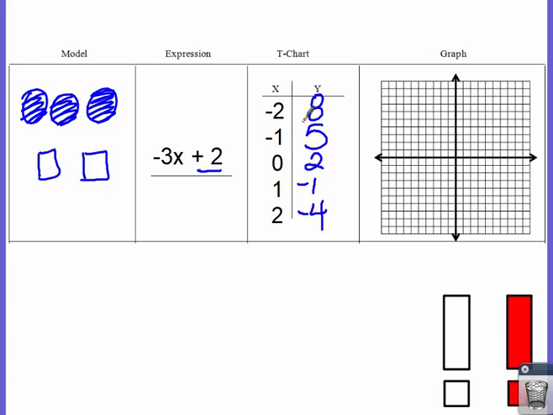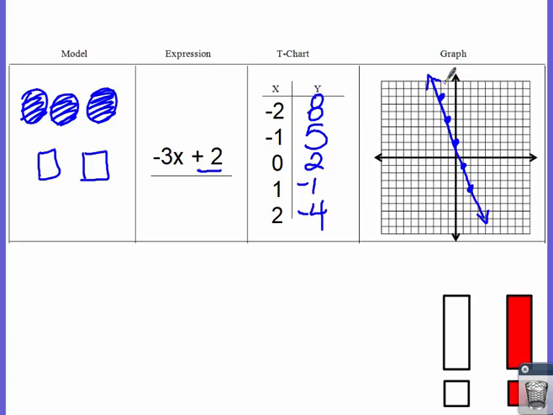And now we graph. Negative 2, 8 is left 2, up 8. We have to remember, if it's positive, that means go up. The next one is left 1, up 5. Then right or left 0, up 2. Then right 1, down 1. Right 2, down 4. Again, they had a consistent pattern. They were in a linear shape. We connect our dots and we have a line.